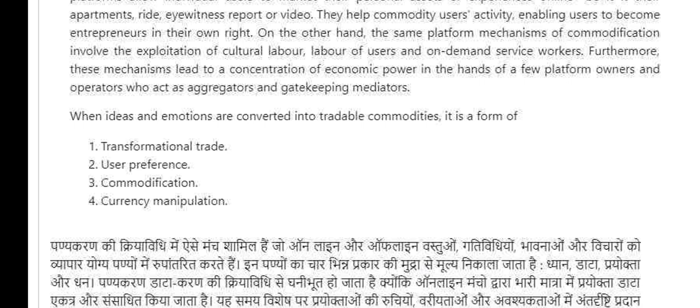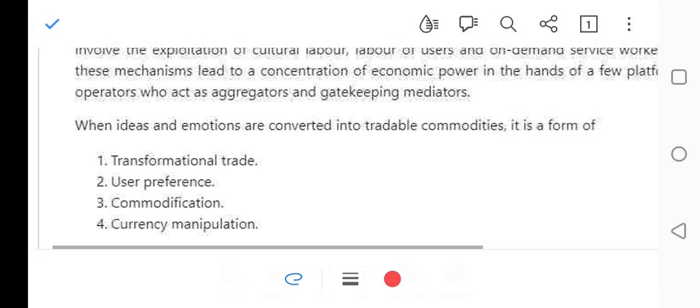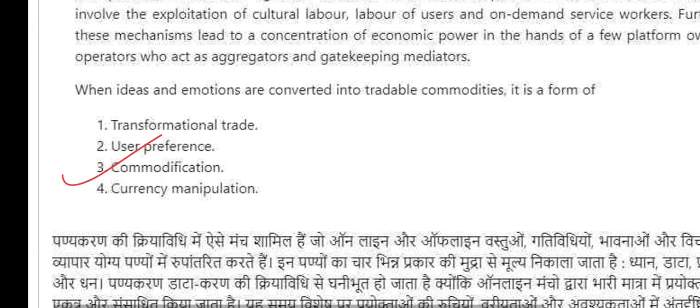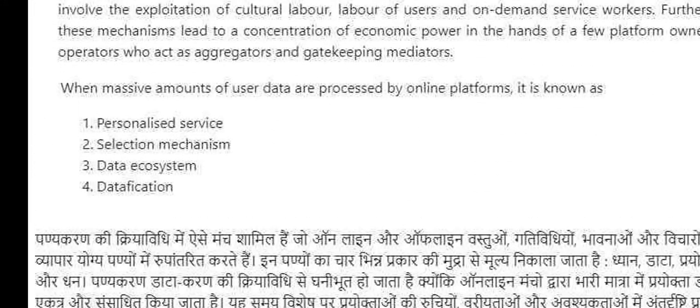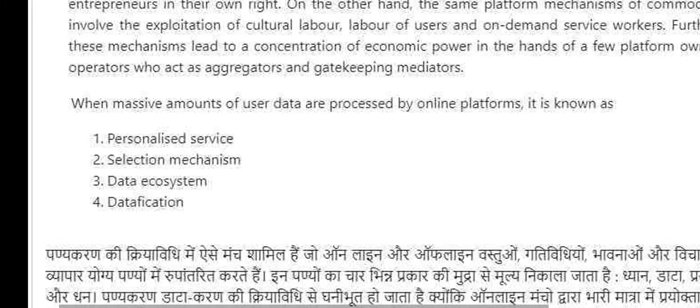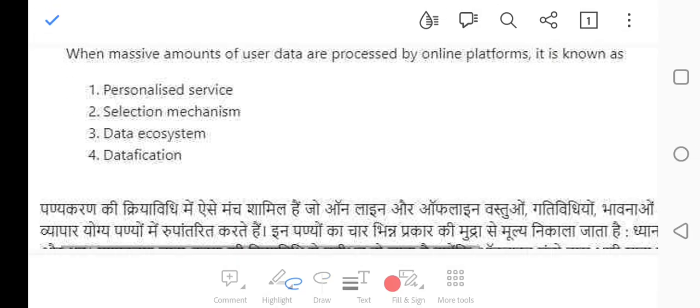So now the first question that we have got is, what ideas and emotions are converted into tradable commodities? It is a form of transformational trade, user preference, commodification, currency manipulation. So it will be commodification. Next is saying, when massive amounts of user data are processed by online platforms, it is known as what? Personalized service, selection mechanism, data ecosystem, datafication. It will be datafication.